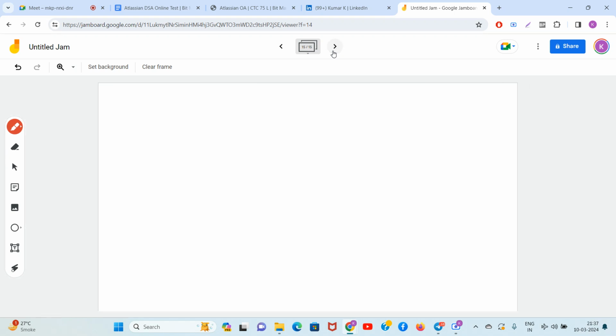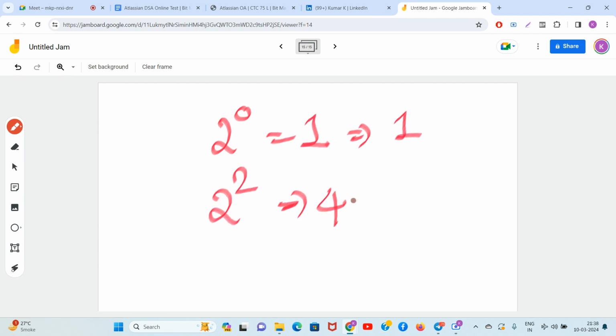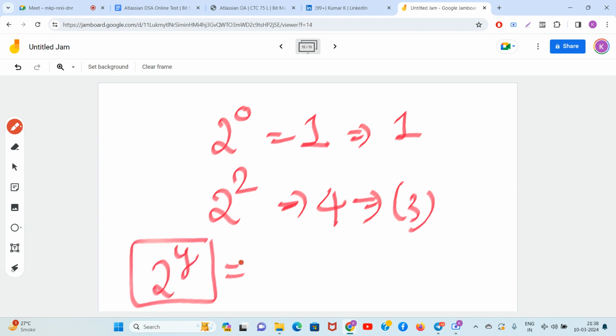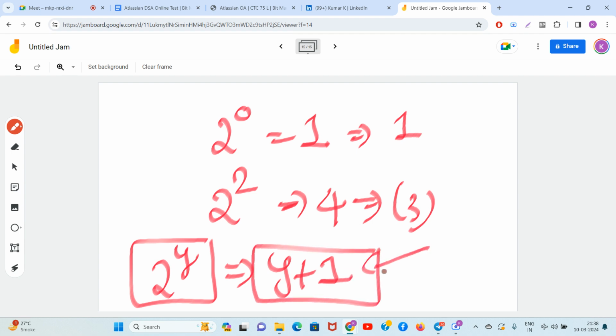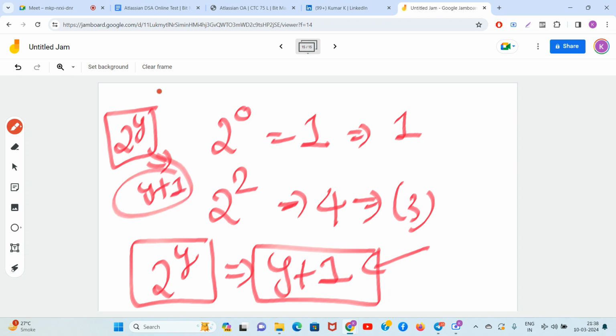So basically, you can notice the pattern. 2 raised to 0 is what? 1. It took 1 place. 2 raised to 2 is what? 4. 4 is taking 3 places. So guys, any number of the form 2 raised to y will take y plus 1 places to represent itself in a binary number. Any number whose value is 2 raised to y will take y plus 1 places to represent itself, guys. Okay.